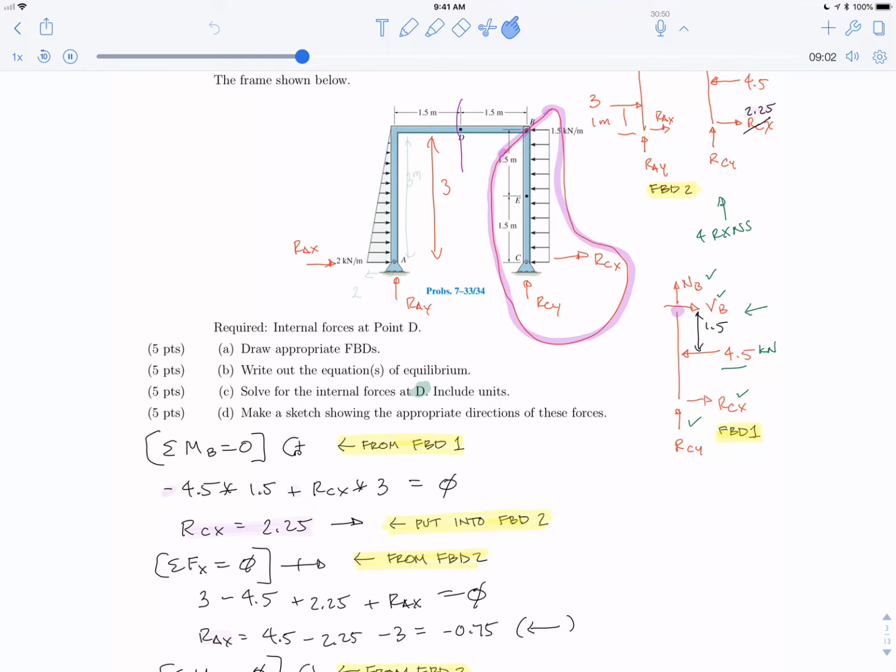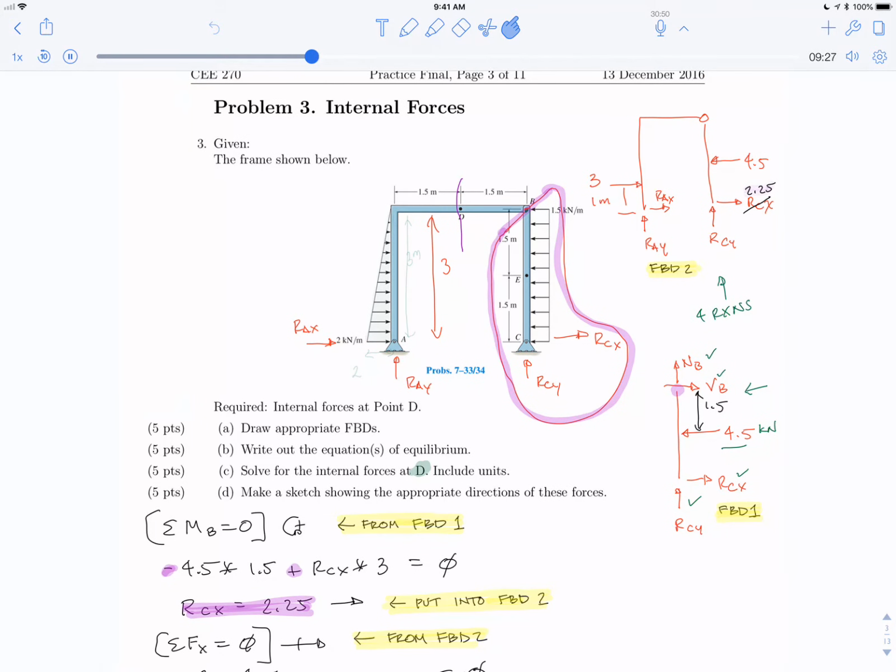So taking moments about B from this free body diagram 1, I took moments about there. So you have the 4.5 times 1.5. It's going clockwise, so negative. And you have RCX times 3 going counterclockwise, so positive. And solving for RCX, you get 2.25 kilonewtons to the right.